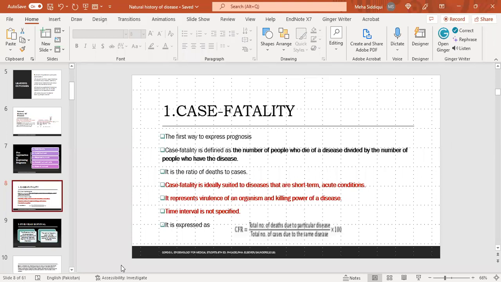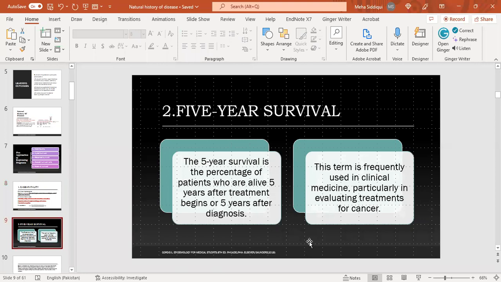So this is the formula of case fatality, that is, in the numerator we have total number of deaths due to a particular disease over total number of cases due to the same disease, multiplied by 100. Then comes 5-year survival. The 5-year survival is the percentage of patients who are alive 5 years after treatment begins or 5 years after diagnosis. This term is frequently used in clinical medicine, particularly in evaluating treatments for cancer.